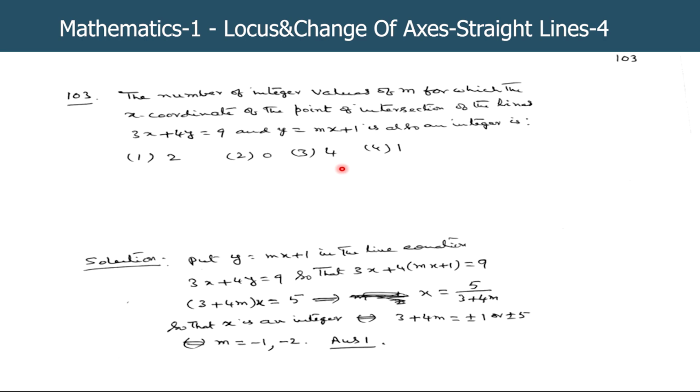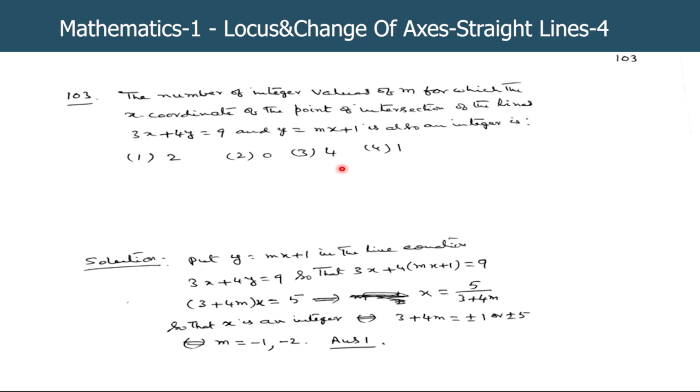So x is equal to 5 by (3 plus 4m) must be an integer, and m must be an integer. So x is an integer if and only if 3 plus 4m divides 5. That is, 3 plus 4m is equal to plus or minus 1 or plus or minus 5. But m is equal to minus 1, comma, minus 2 are the only two integral values of m such that the x coordinate of the point of intersection is also an integer.